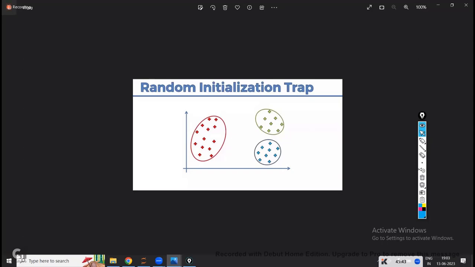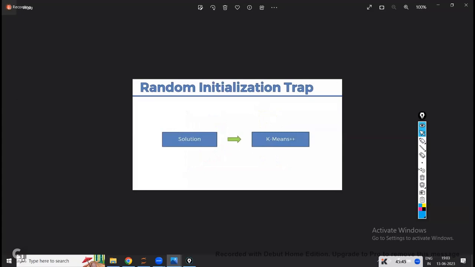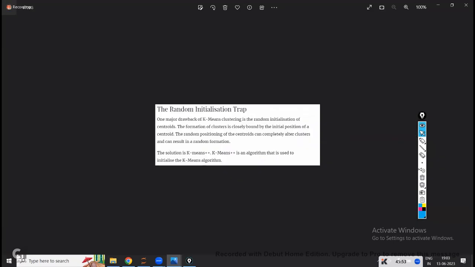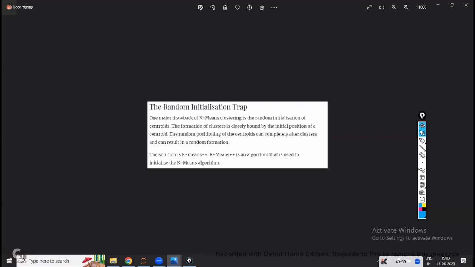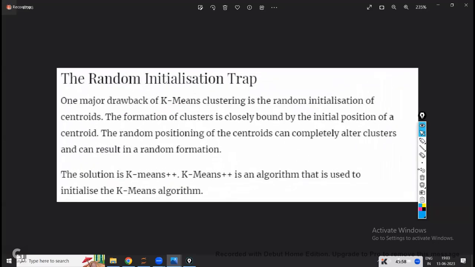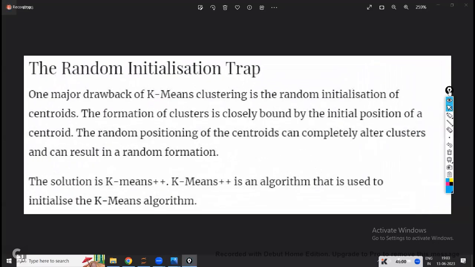Now, what is the solution for this one? K-means plus plus. That is the solution. The algorithm is K-means plus plus. Now, what is meant by K-means plus plus? Whatever the drawback I'm having in the K-means, it is going to overcome the drawback. How it is going to overcome the drawback means based on the weighted average.